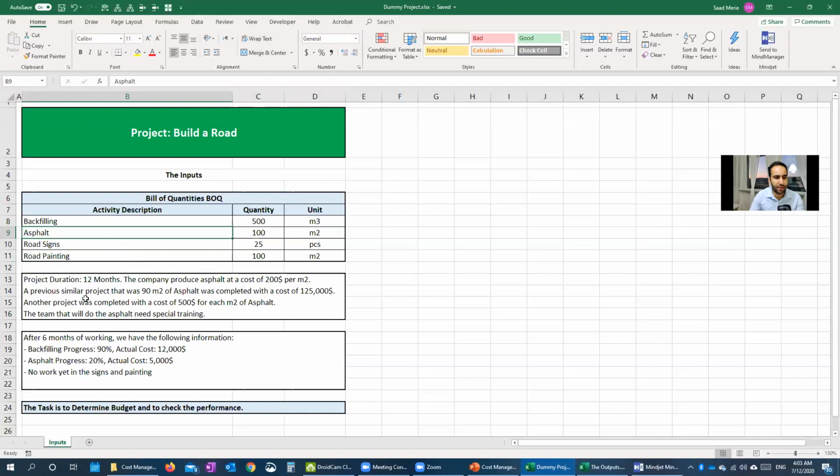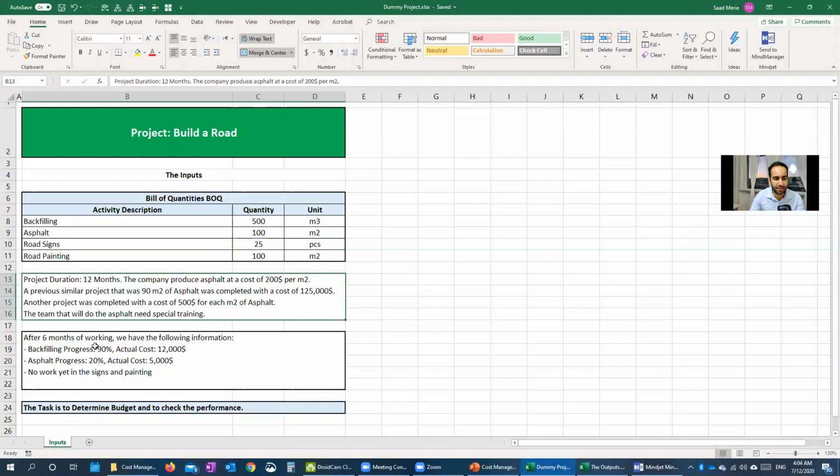A previous similar project was 90 square meters, because we are going to build 100 square meters here. But we did 90 square meters before with a cost of 125,000. We also completed another project, and in that project, it cost us $500 for each square meter. The team that will do the asphalt needs special training. So this is one of the information that we need. Maybe they are a new team, so we need to give them new training.